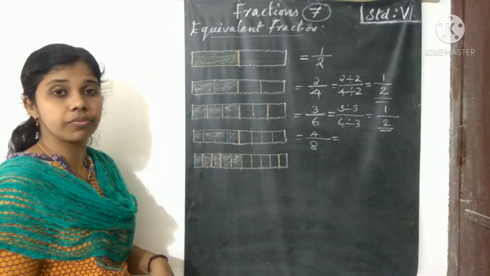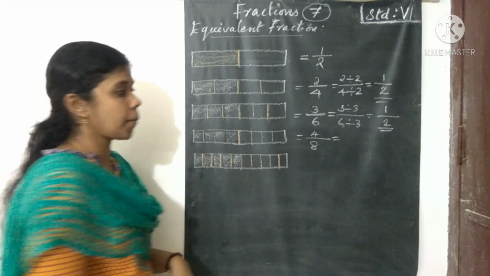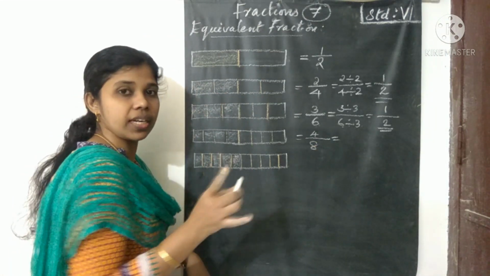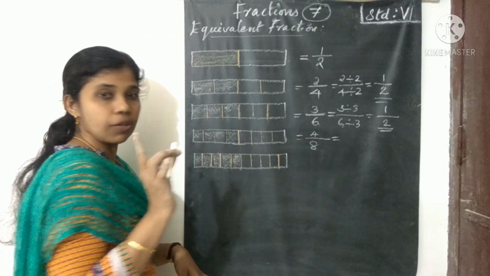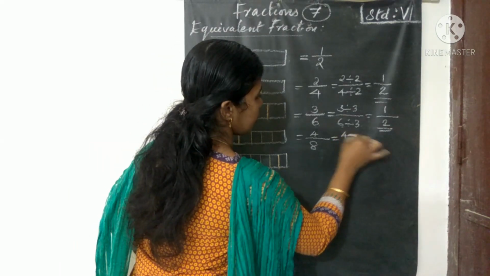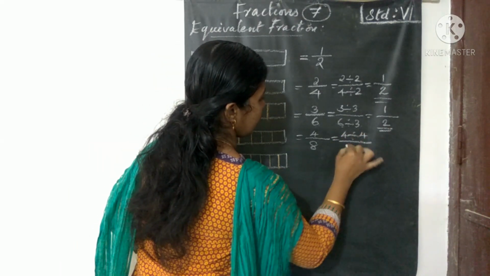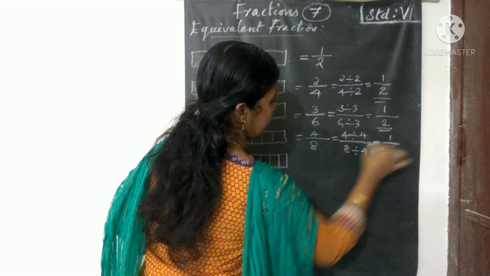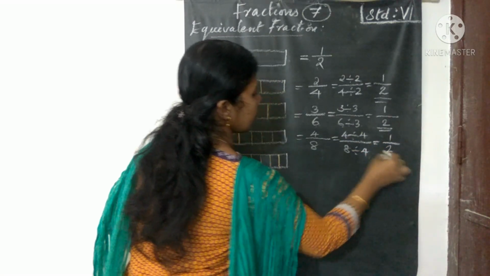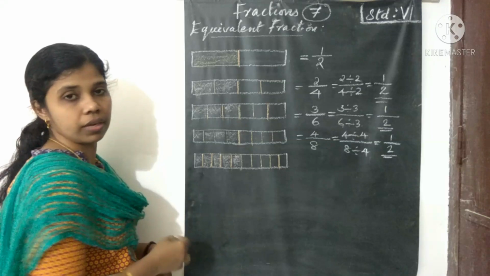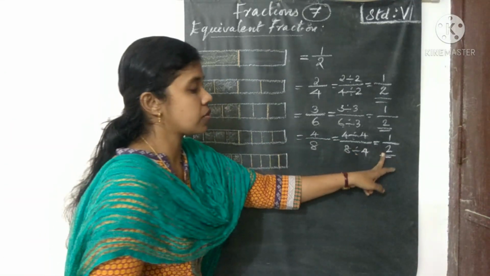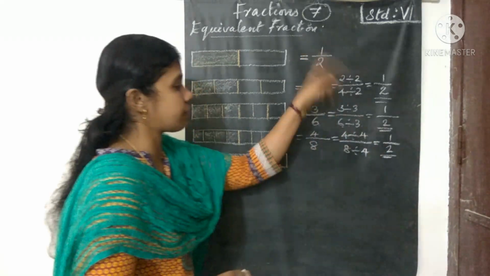That is the simplest form of 4 by 8. Here 4 and 8 have one common factor, 4. 4 and 8 are the multiples of 4. So 4 divided by 4, 1. 8 divided by 4, 2. 4 2s are 8. Okay, the next, here also we got 1 by 2, the first fraction.